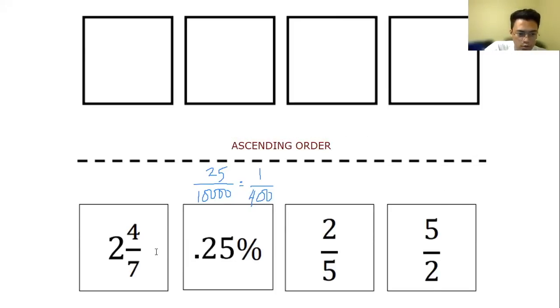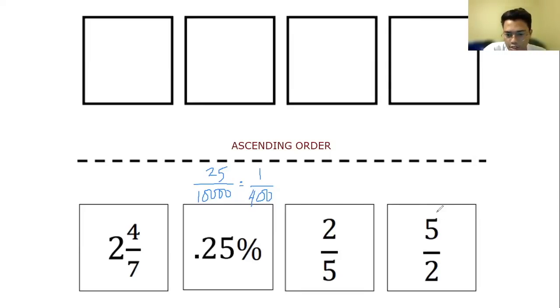Okay, so this is 2 and 4/7. It has a whole number, so that's a mixed number. This is 1 over 400, so that's just a proper fraction. This is 2/5, also just a proper fraction. And then this one, 5/2, is improper, meaning we can change this into its mixed number. So let's change this first into its mixed number form.